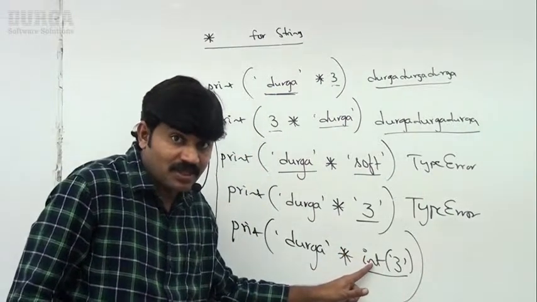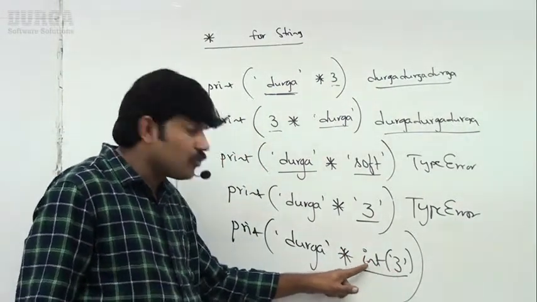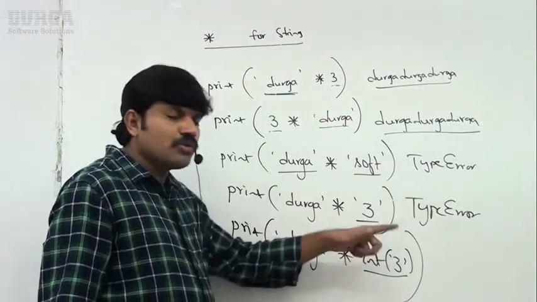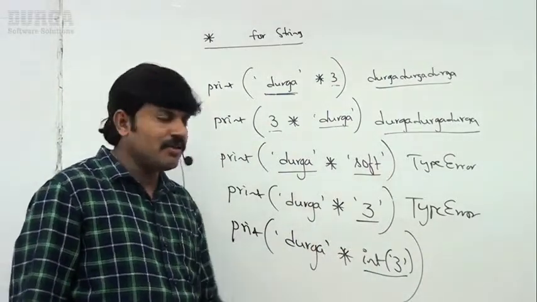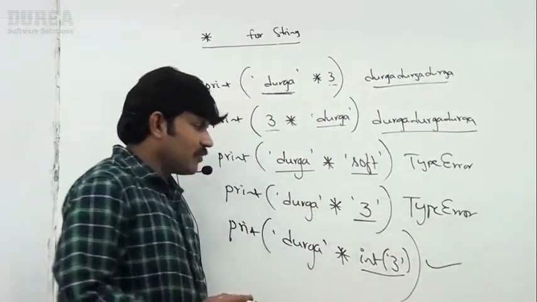Int typecasting function I am applying. Convert string to int type. "Durga" into 3, number only, int value. Perfectly this one is going to work.